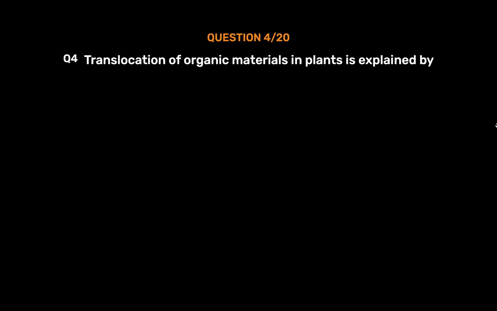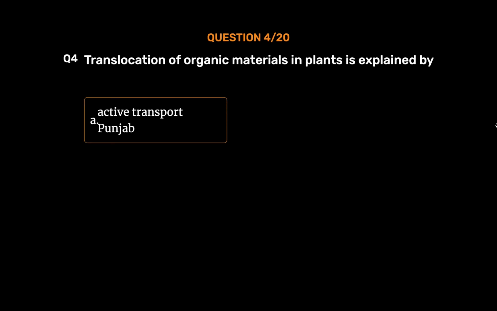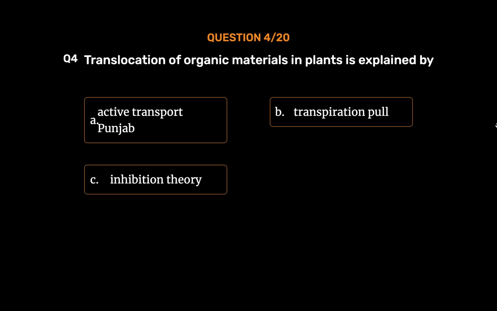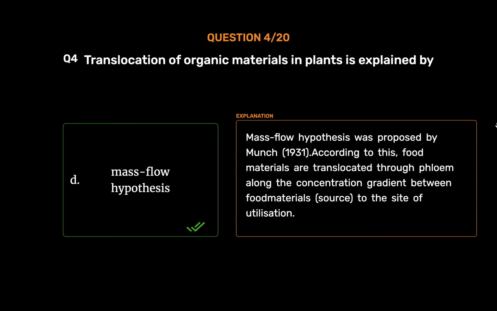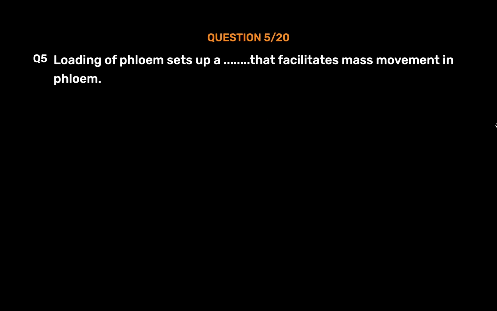Question number 4. Translocation of organic materials in plants is explained by Option A, active transport. Option B, transpiration pull. Option C, inhibition theory. Option D, mass flow hypothesis. The correct answer is Option D, mass flow hypothesis. Mass flow hypothesis was proposed by Munch, 1931. According to this, food materials are translocated through phloem along the concentration gradient between food materials, source, to the site of utilization.